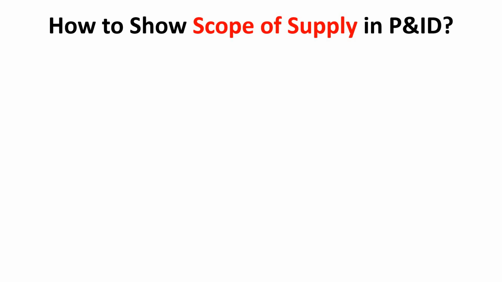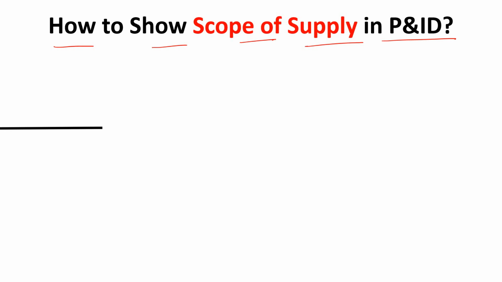Hello everyone, in this video we are going to discuss how to show scope of supply in a PNID, right? So scope of supply means what will be in your scope and what will be in the client scope or in the vendor scope, right? That is what we are going to discuss in this video.